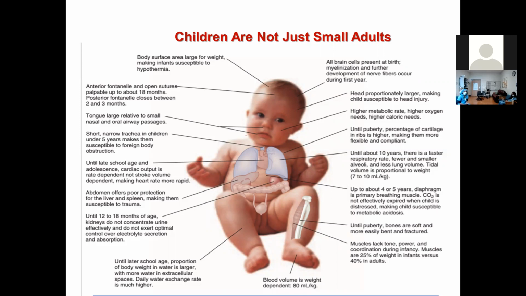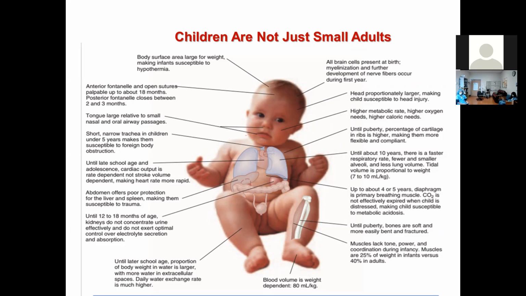Another pediatric difference is that until 12 to 18 months of age, kidneys are not able to concentrate urine effectively and do not exert optimal control over electrolyte secretion and absorption. So that impacts electrolyte imbalance. Until later school age, the proportion of body weight in water is larger, with more water in the extracellular space, and the daily water exchange rate is much higher.